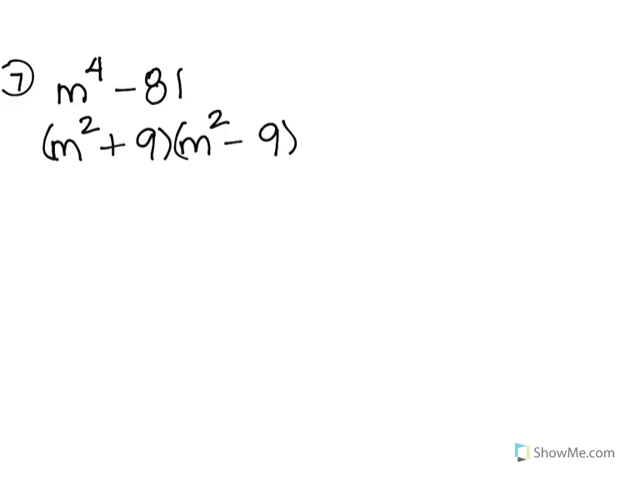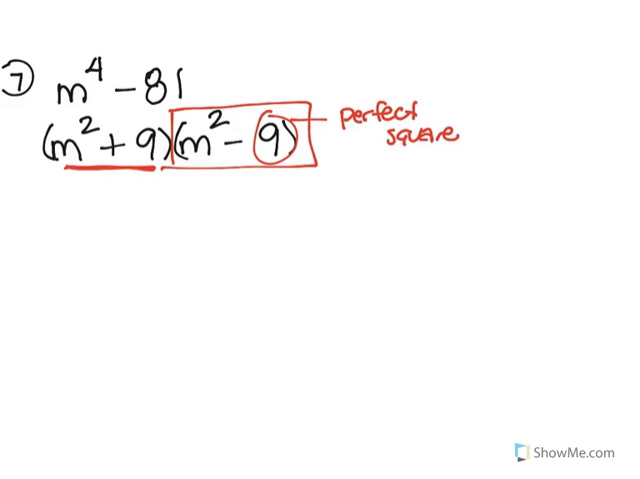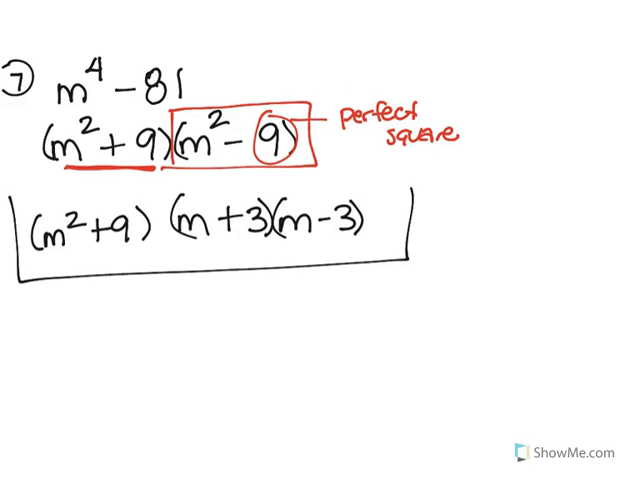Now, we talked about the plus being prime. You can't keep going with it. However, this one is still the difference of squares. That's still a perfect square number. So I can continue breaking down the m squared minus 9. We would put m's at the front, and the square root of 9 is 3, 1 positive and 1 negative. But we must bring down that m squared plus 9 to complete my answer.